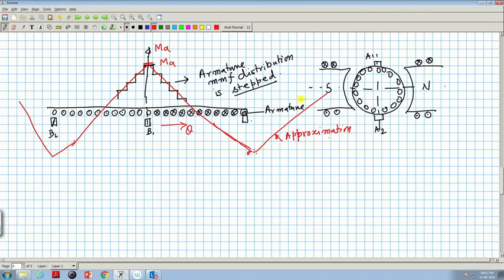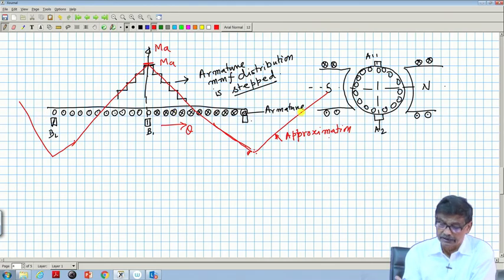Welcome to the next class. We are discussing armature reaction, and in our last class I told you how to find out the armature MMF distribution along the air gap. Between the brushes, current polarities are the same, dot, and on this side, suppose, cross. These are armature conductors, they will carry current.